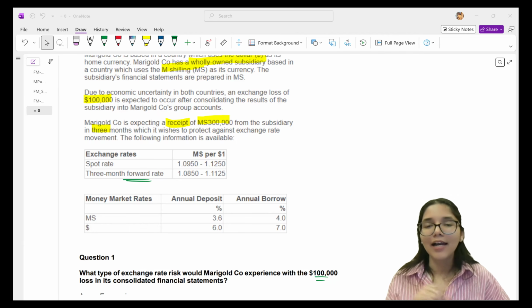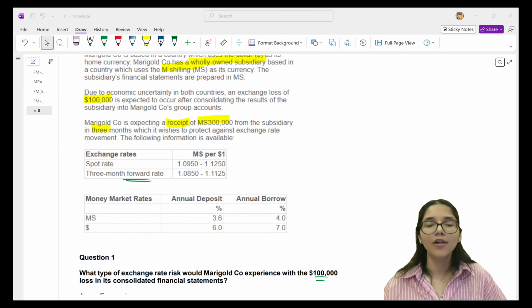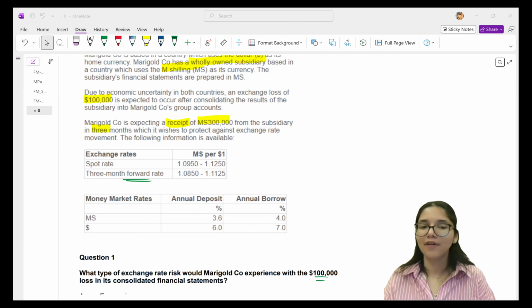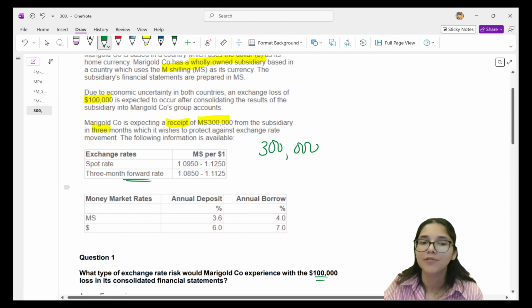How are the rates decided? I have told you people, the dealer will always take the advantage. Will the dealer want to give you more dollars or lesser dollars? Dealer would want to give you lesser number of dollars. Using which rate will you receive lesser number of dollars? Yes, at the higher rate of 1.1125, because the higher your denominator, the lesser will be the final answer. So your final answer will be the 300,000 M shilling that you will receive divided by 1.1125.